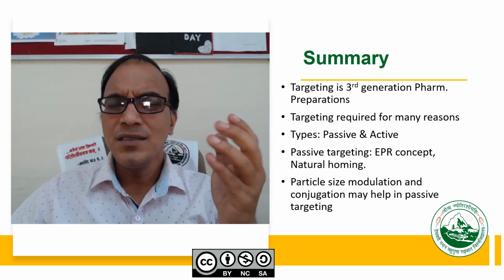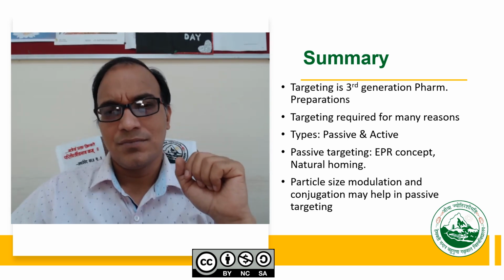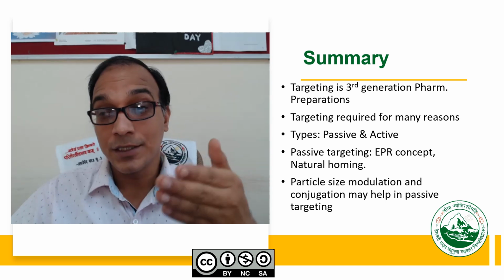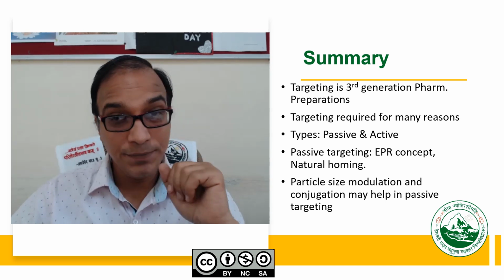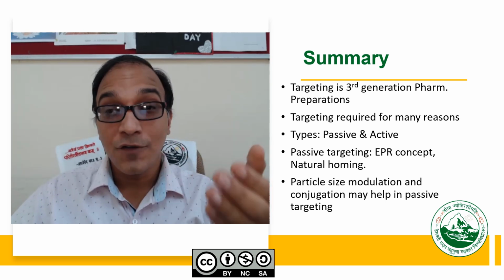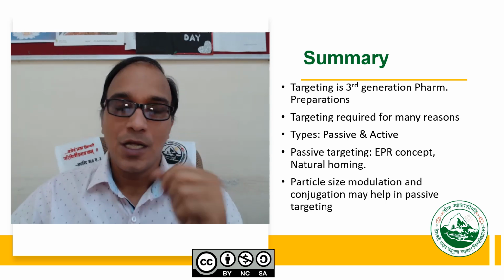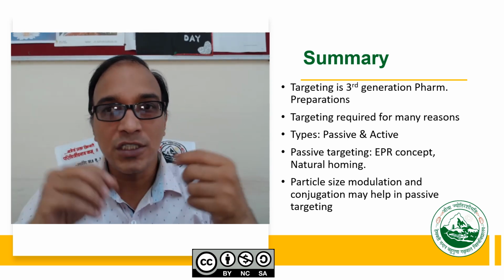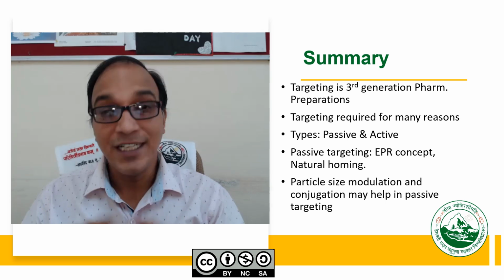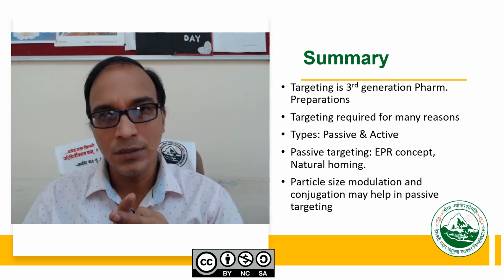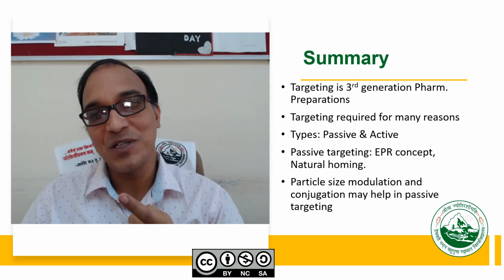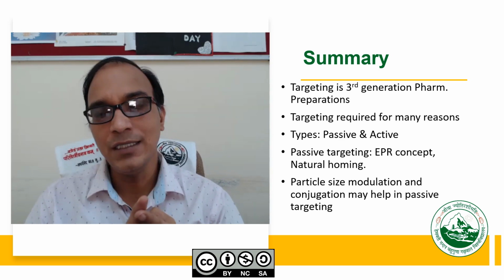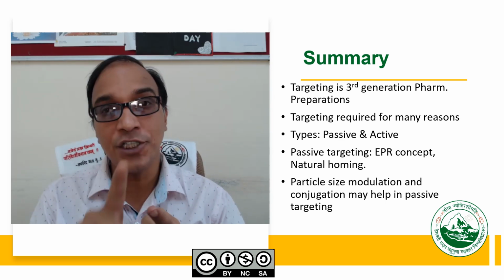Now let me summarize the module here. Targeting is the third generation pharmaceutical preparation. What kind of control? Spatial control. We studied that in the first generation there is no control, it's a spontaneous process. In the second generation pharmaceutical preparations, there is temporal control. And the third generation, which is targeted or novel drug delivery, has spatial control.